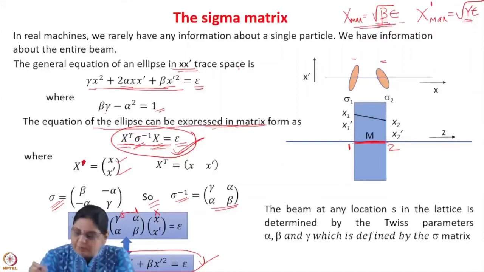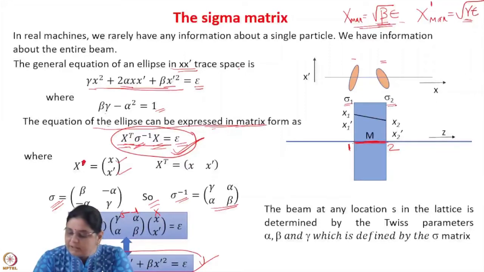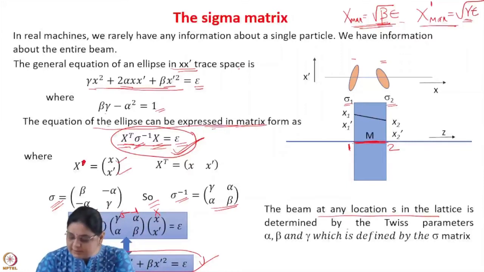So let's say at location 1, the beam is described by the sigma matrix sigma 1, and at location 2, it is described by the matrix sigma 2. This sigma matrix contains the entire information about the beam at these two locations. It will tell you the maximum beam size and the maximum divergence of the beam at that location. So the beam at any location S in the lattice is determined by the twiss parameters alpha, beta, gamma, which is defined by the sigma matrix.